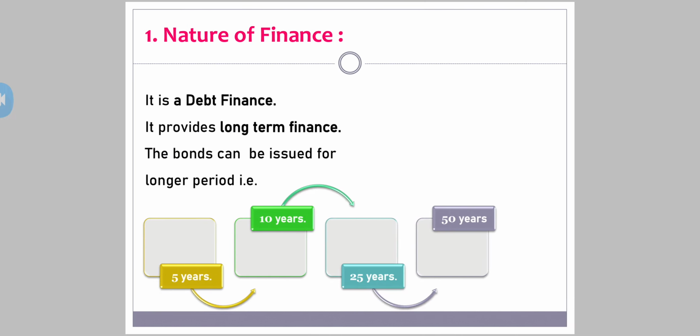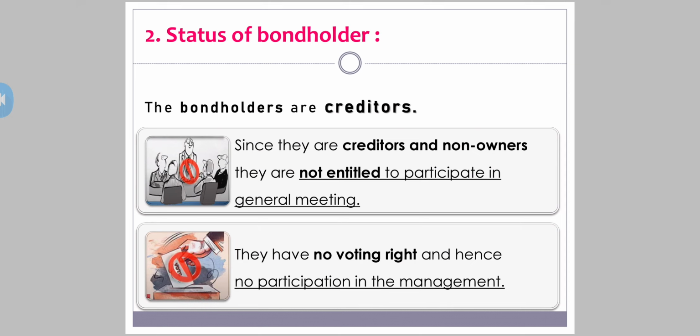The very first one is nature of finance. Very important. Now see, it's a debt finance. We have already seen the very first point. Debt finance, debt security. It's a debt finance. It provides long-term finance. You are supposed to remember this thing. It provides long-term finance. The bonds can be issued for longer period, that is 5 years, 10 years, 25 years or 50 years.